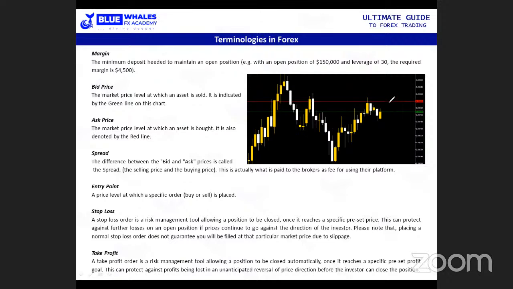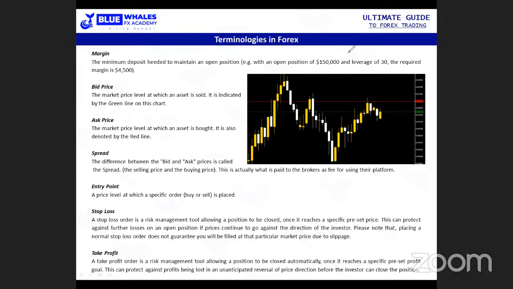So quick one, we can say that spread: the difference between the bid and the ask price is called spread. The selling price and the buying price, that's what you are trying to say. So this is the one price area, this is another. The difference between this area and this area is what is called spread. So this is the spread. All right, let's get that one clear.